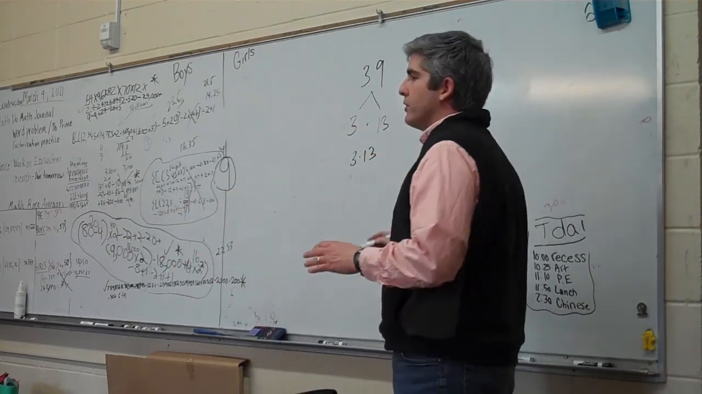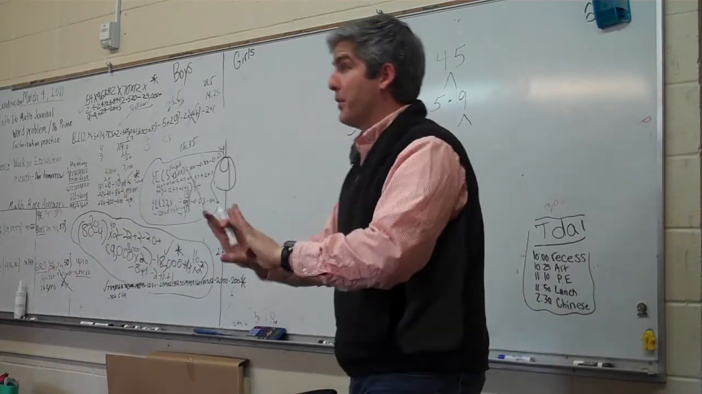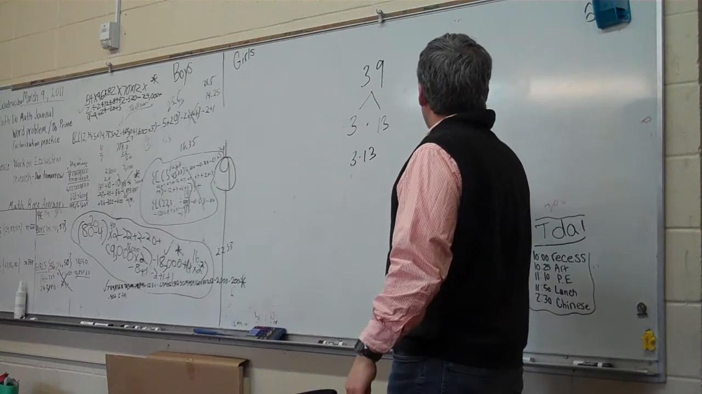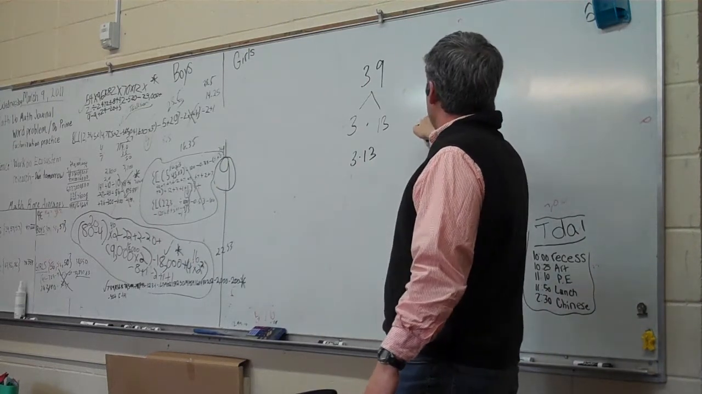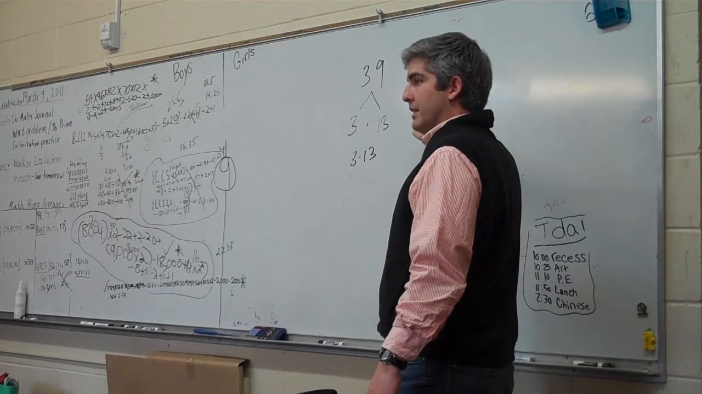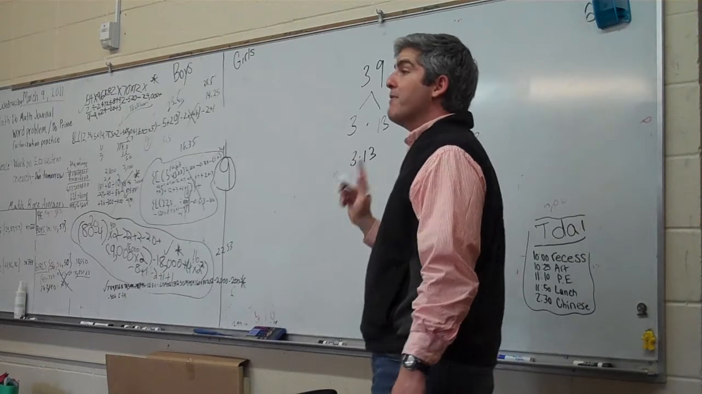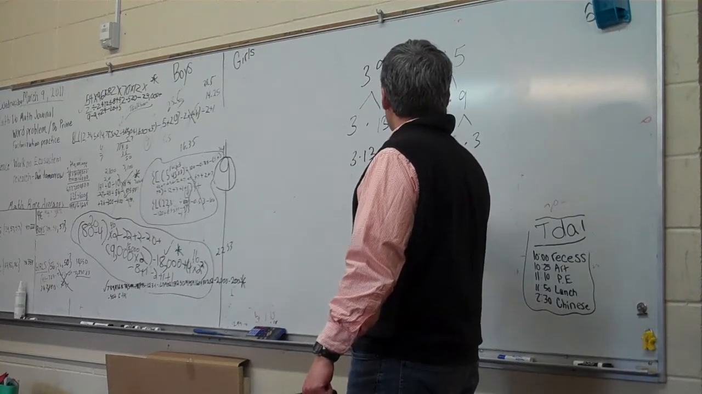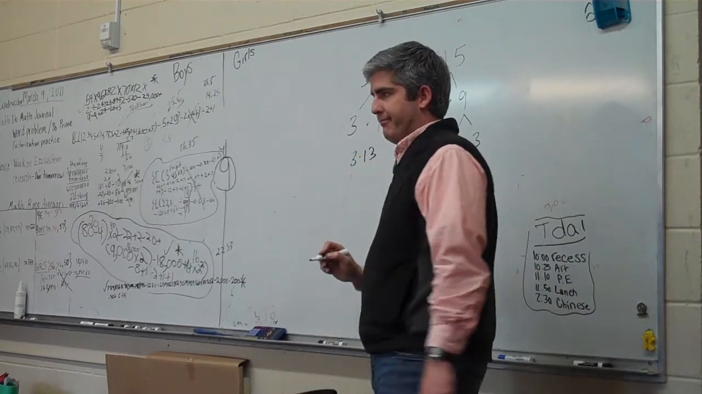What's a prime number that goes into 9 besides 1? 3. Oh, sorry, 1 is not a prime number. Who said 3? 3. How many times does 3 go into 9? 3. Prime? Yes. So the prime factorization of 45 is 5 times 3 times 3.